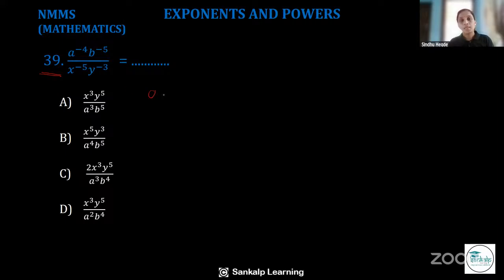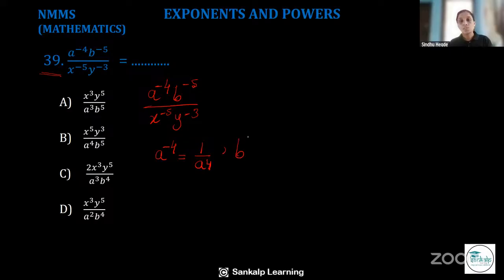So here, the given expression is a raised to minus 4 b raised to minus 5 divided by x raised to minus 5 y raised to minus 3. First we will write all the terms separately. a raised to minus 4 is there. Remove this minus sign. The minus sign says that it is an inverse. So a raised to minus 4 is 1 by a raised to 4.